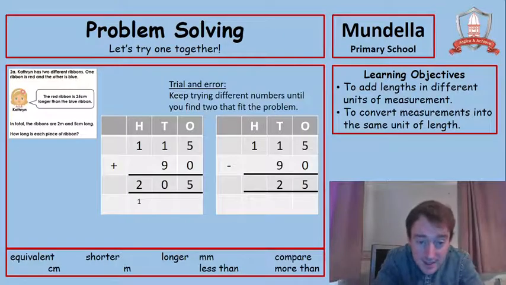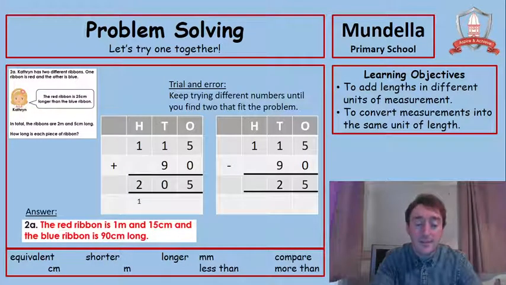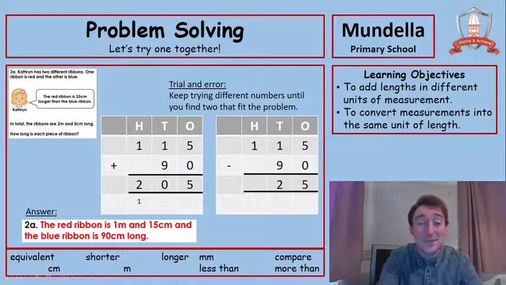So what did I write? I wrote the red ribbon is 1 metre and 15 centimetres, because we know that that's the same. It's 115 centimetres. And the blue ribbon is 90 centimetres long. Happy days. Right, let's have a look at your questions.